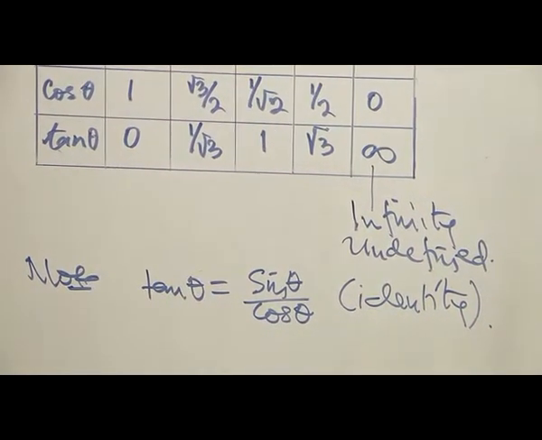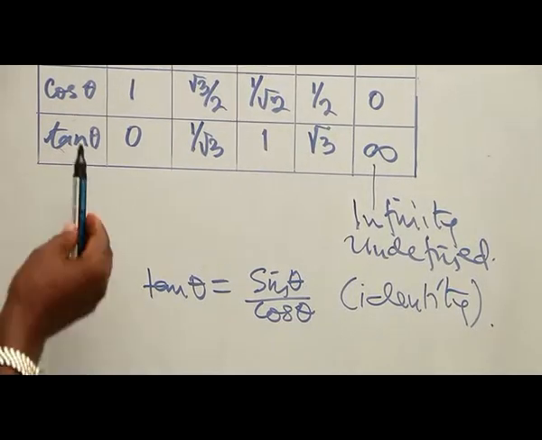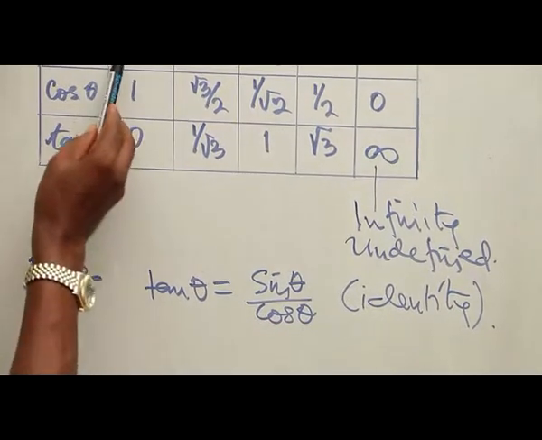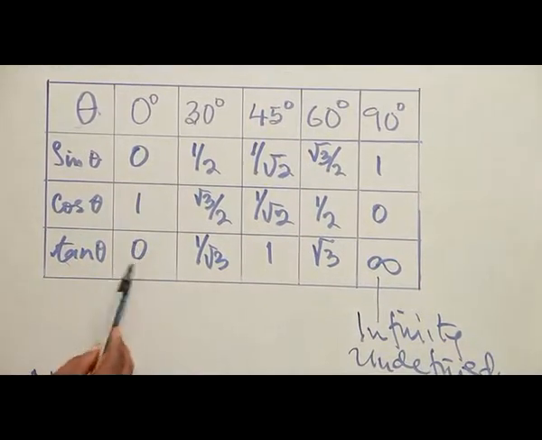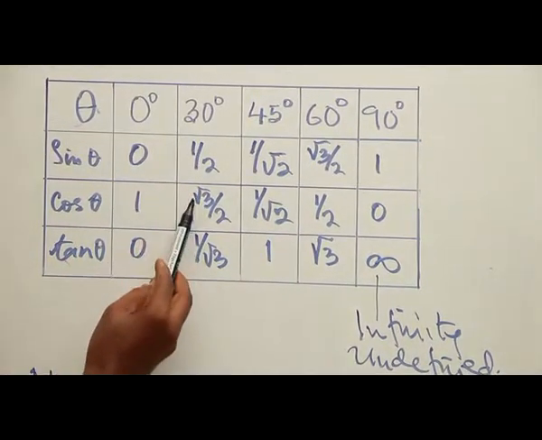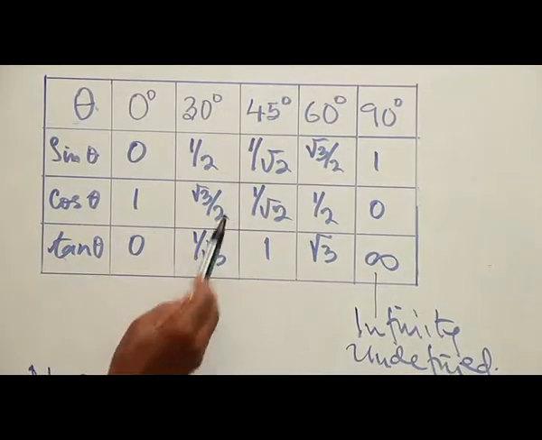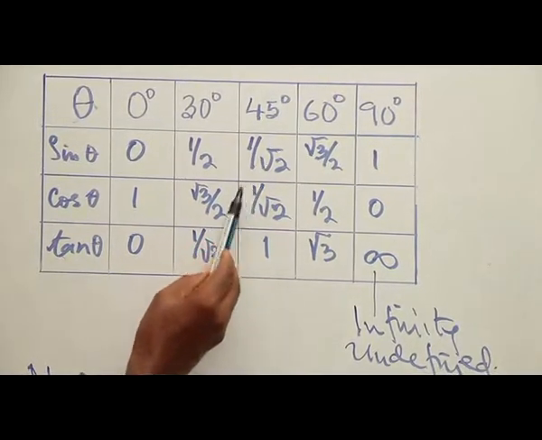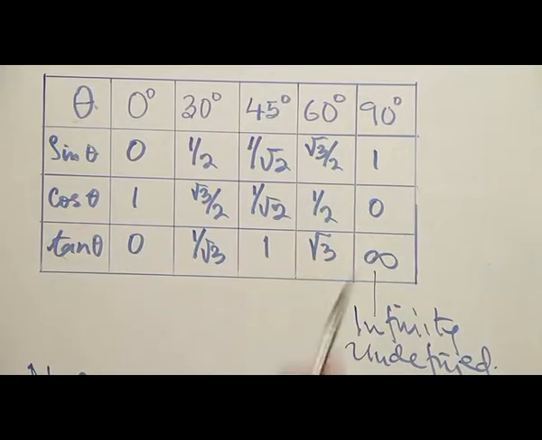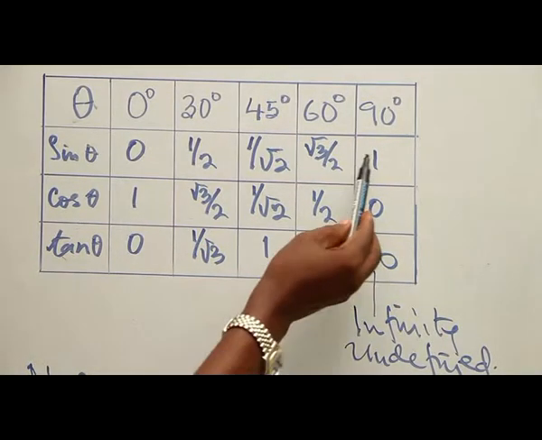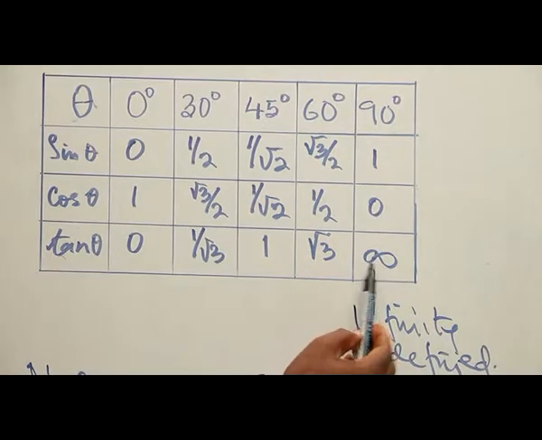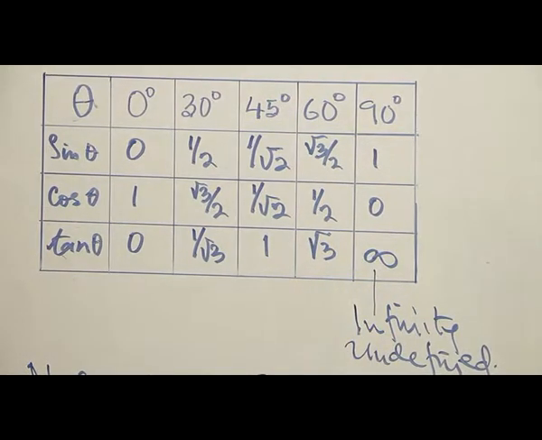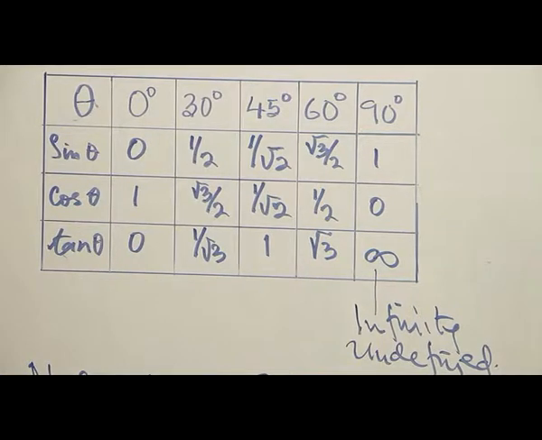If you look at the table we have above, tan theta, which is 0 here, means sin theta divided by cos theta, 0 divided by 1 is 0. If you divide half by root 3 all over 2, you have this. If you divide 1 over root 2 by 1 over root 2, you have 1, and so on and so forth. But the division by 0, 1 divided by 0, is undefined, is infinity. There are no real values for that at this level.